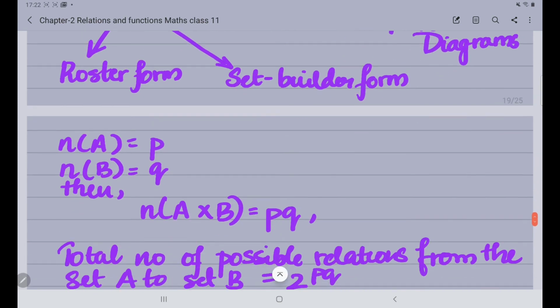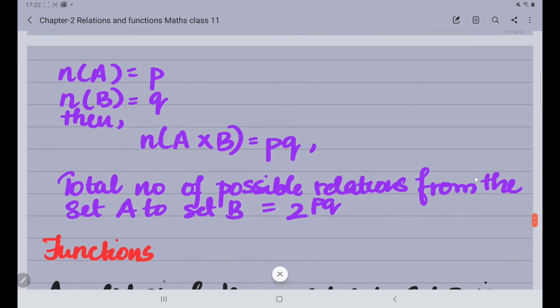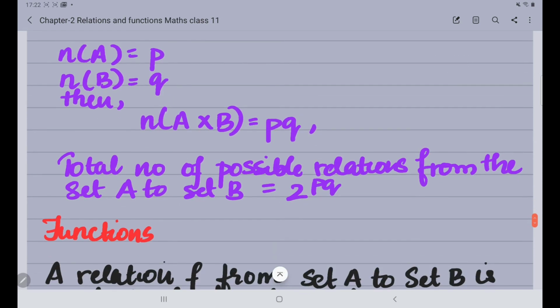Let's consider now n of A equal to p, and n of B is equal to q. Then n of A cross B is equal to pq. We know that, right? Then the total number of possible relations from set A to set B is given by 2 raised to pq. That is, 2 raised to pq number of relations we can form from set A to set B if there are p and q elements in A and B. I hope it's clear.